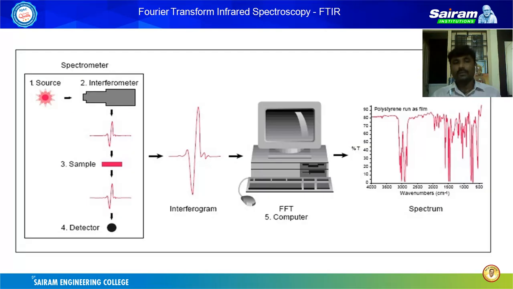The last part shows the computer. It will show the interferogram. The interferogram is given to the FFT computer, known as the fast Fourier transform computer. The computer will display the spectrum. What are the compounds present in the sample, the different types of compounds? It will display a graph of wave number versus percentage transmittance.